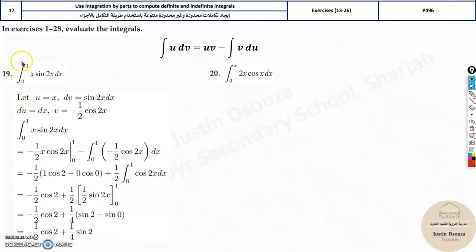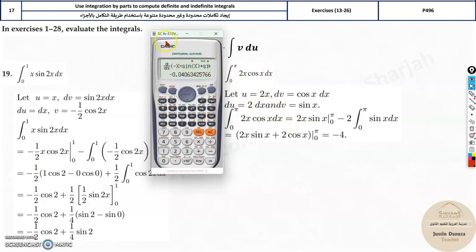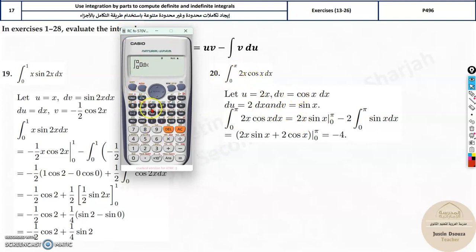Now these are direct integrals. Definite integrals are very simple. All you need to do is put this as it is in the calculator and you will get the answer. Sorry, let me do this problem. Now here in this case, if you just type this, it's going to be all right. That is 2x cos x, and you need to press 0 and pi. You will get the answer -4.